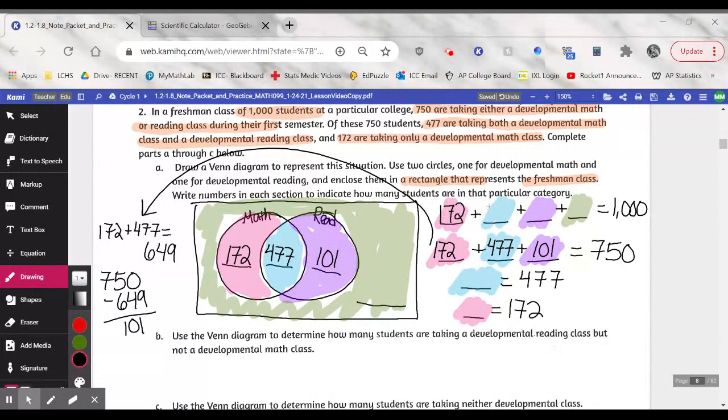What you can do is you can do 2 things. I like to think of it big picture. We know that these 3 right here add up to 750. So 750 are taking a developmental class, whether it be reading, math, or both. So if we know that 750 are taking developmental class, we can take that away from 1,000 to get 250 for how many are not. And if you added up all 3 numbers, you would get 1,000.